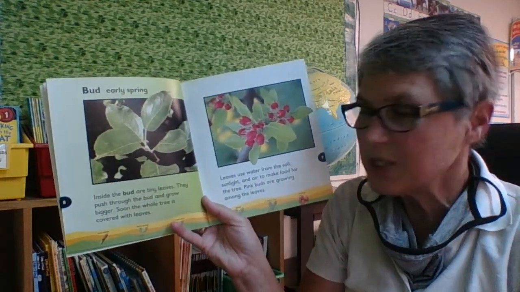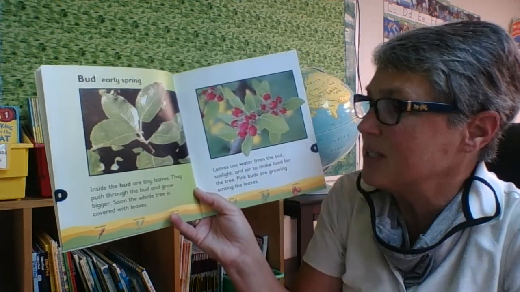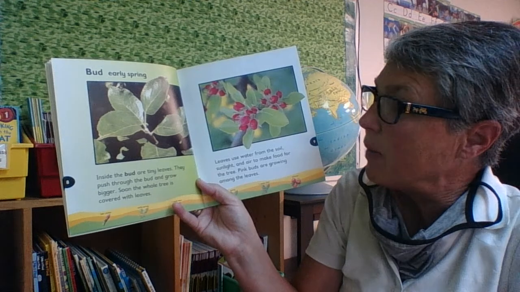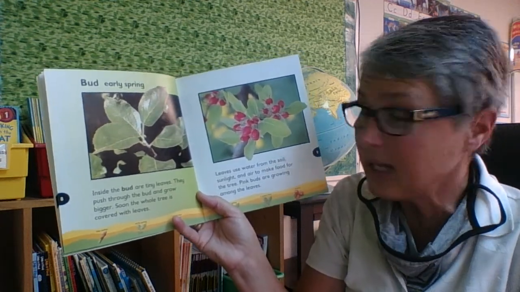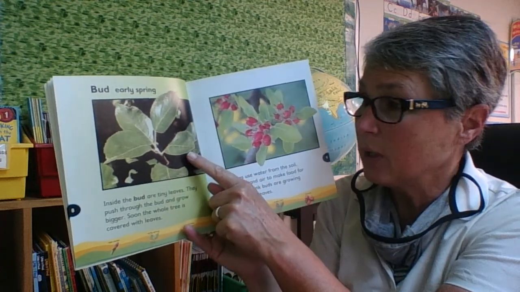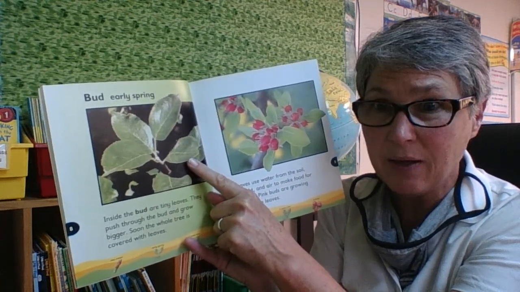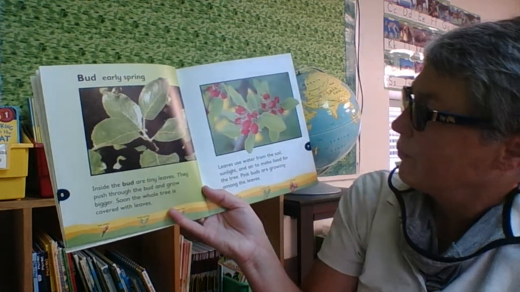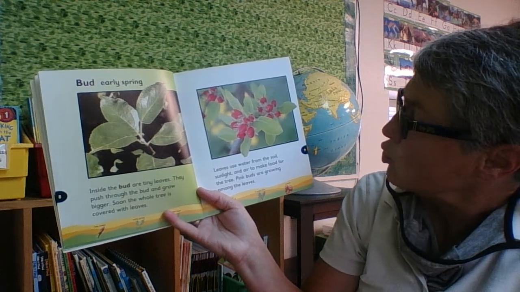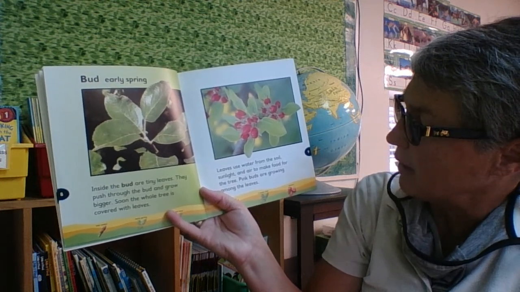Bud, early spring. Inside the bud are tiny leaves. They push through the bud and grow bigger. Soon the whole tree is covered with leaves, which is really good because the tree needs the leaves to help make the food for the plant, and we know that something that is living needs food. Leaves use water from the soil, sunlight, and air to make food for the tree.